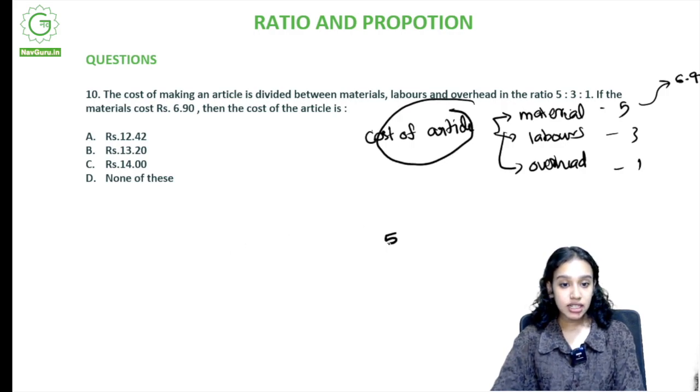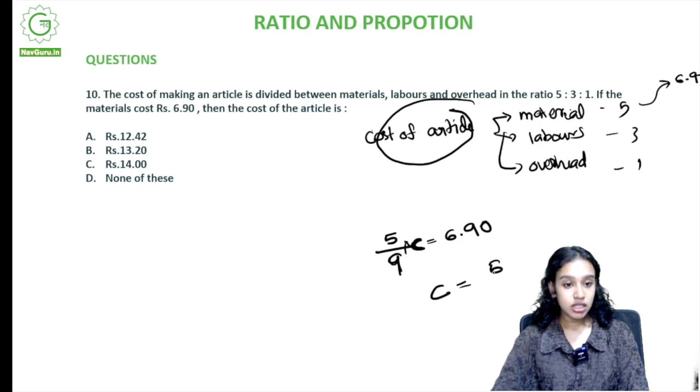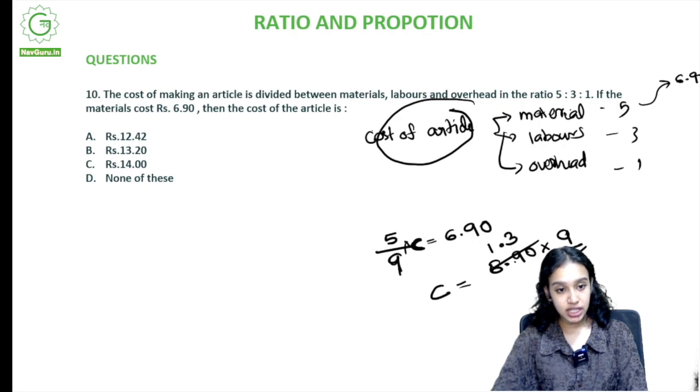So we know that 5 by, what is the total here? 9. 5 by 9 is 6.90. 5 by 9 of the cost of the article, let's say C, is 6.90. Then C is equal to 6.90 into 9 by 5, right? So this is 5, we could cancel here.